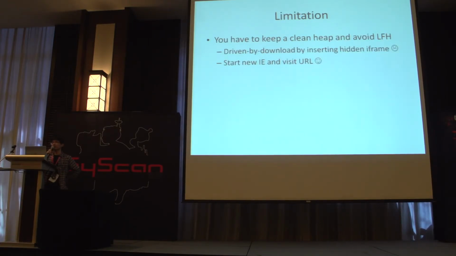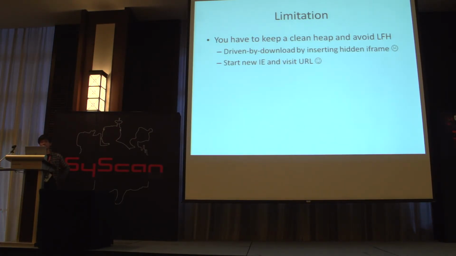And the biggest problem of this method is that we have to avoid LFH, which means we need the heap state to be as clean as possible. If the user has already visited several pages before navigating to our exploit page, then we are very likely to fail because the LFH might have already been enabled during the previous navigations. So the best way is to start a new IE or use a clean tab to open our exploit URL.